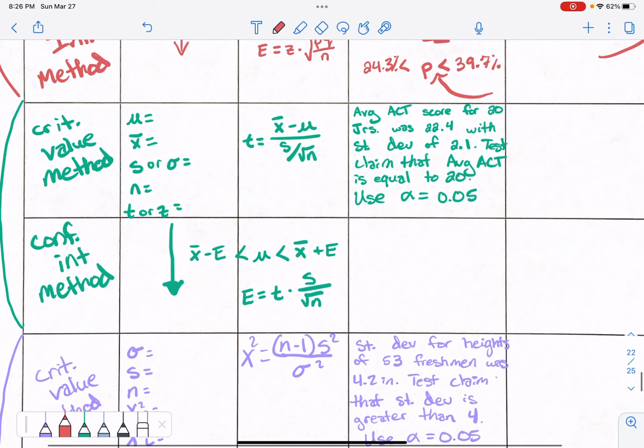We've got means to do. We only did the critical value method for mean. We did not do the p-value method. And then we have the confidence interval method. Okay. We've got all of our stuff here. If you need to write this down, go for it. So pause. I'm going to start with the variables.